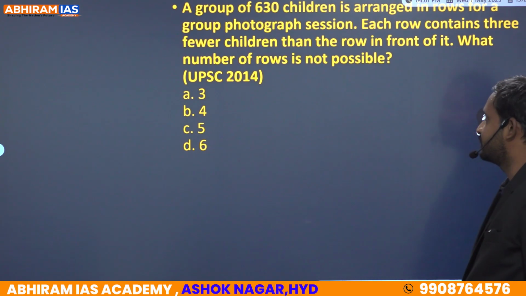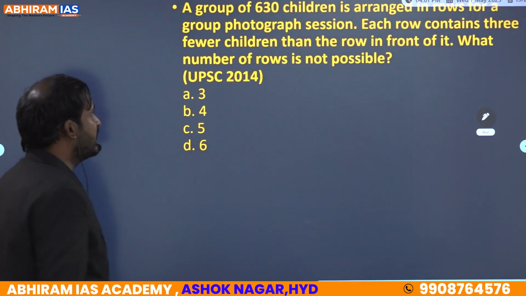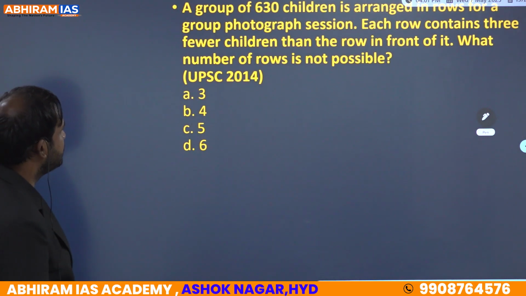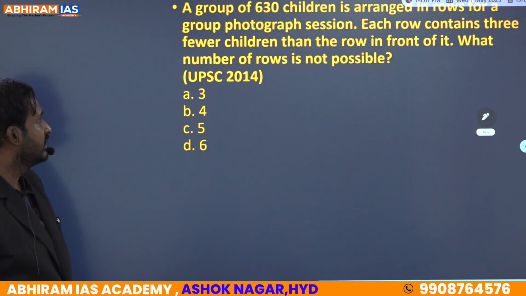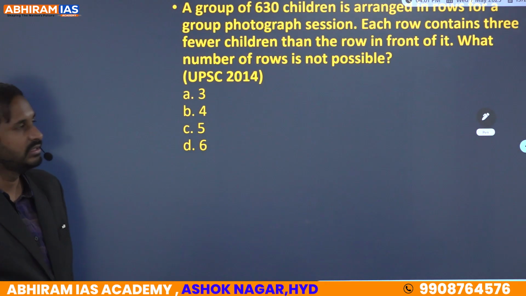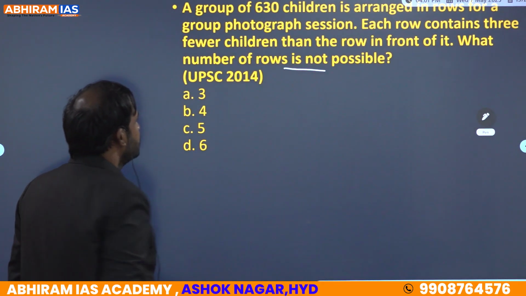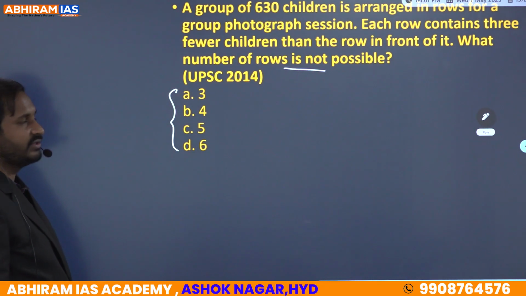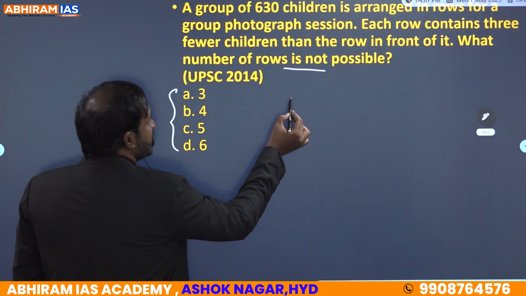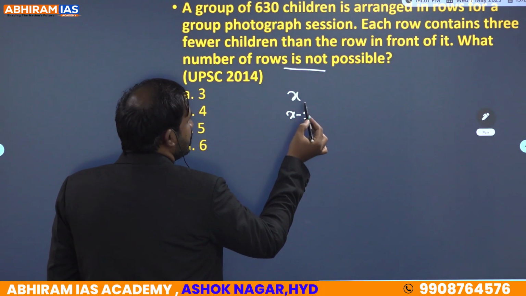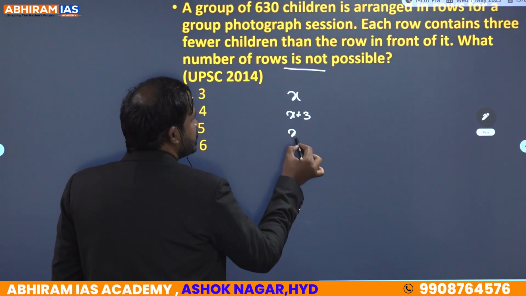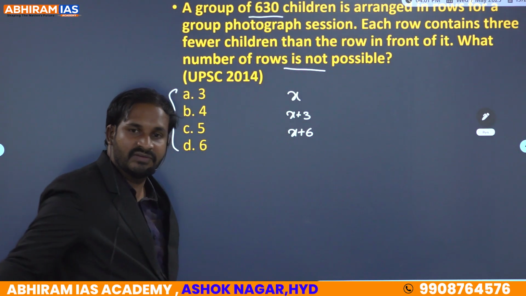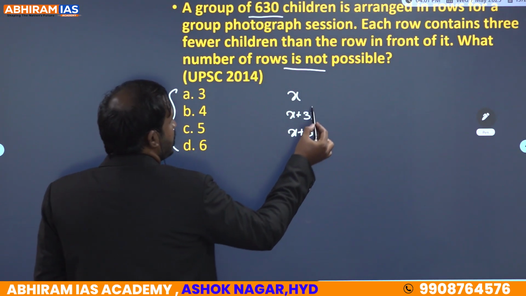Okay, right. Next one. A group of 630 children is arranged in rows for a photograph session. Each row contains 3 fewer children than the row in front of it. Then the number of rows that is not possible. They are asking us which is not possible. So here we will do the option verification, students. For example, if there are only 3 rows, how will we have the students? In the first row x, in the next row x minus 3 or x plus 3, whatever it may be. Next row x plus 6. That means the sum of these 3 should be equal to 630. Let us check whether it is possible or not.